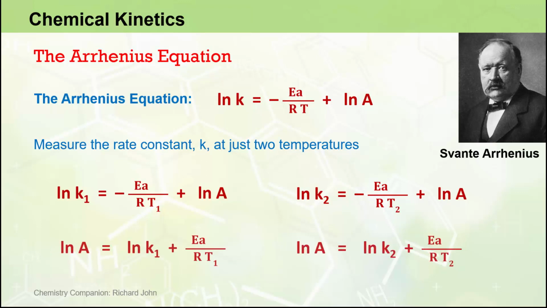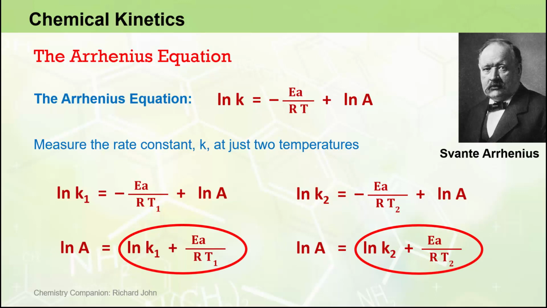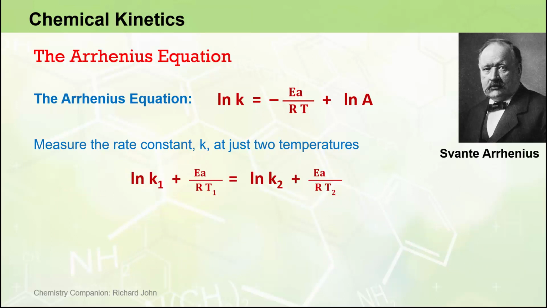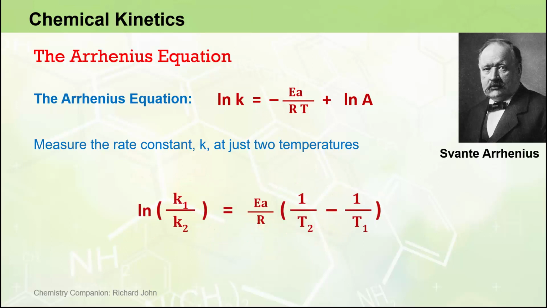Rearranging both equations to make ln A the subject of both equations, we can see that the right-hand side of each of these equations are both equal to the natural log of A, and therefore equal to each other. If we rearrange this equation to collect terms, we get this expression here, which can be rearranged to this expression here, where we see that we can calculate the value of the activation energy Ea if we have experimental data about the value of the rate constant at one temperature and the value of the rate constant at a second temperature. A much simpler approach than plotting values from many experiments and measuring slopes on graphs.